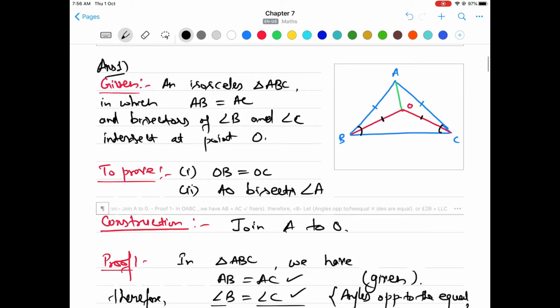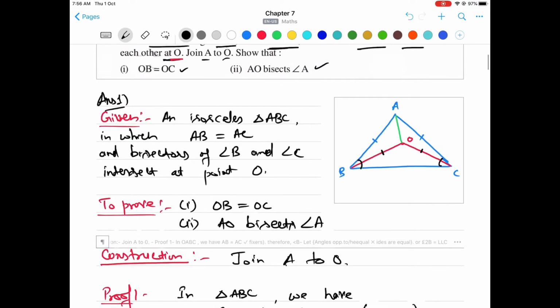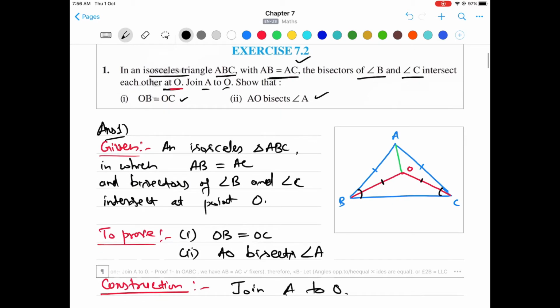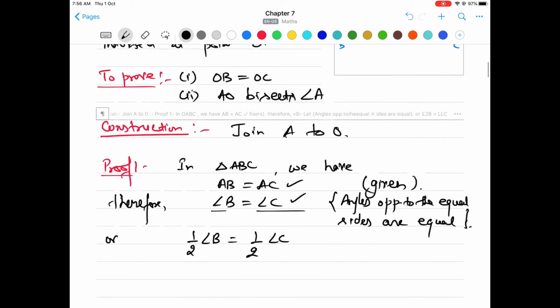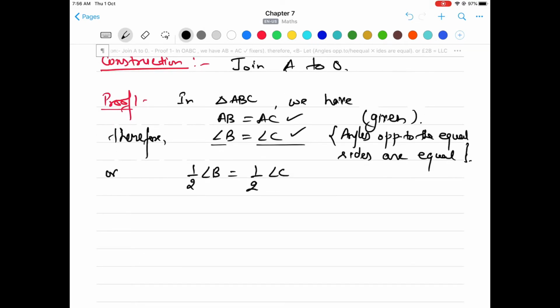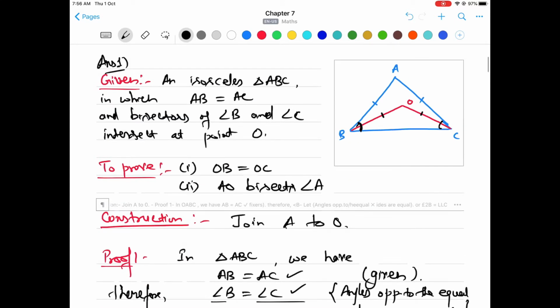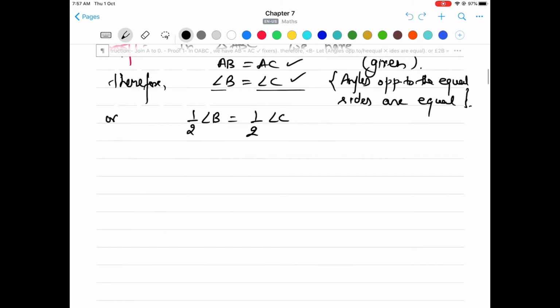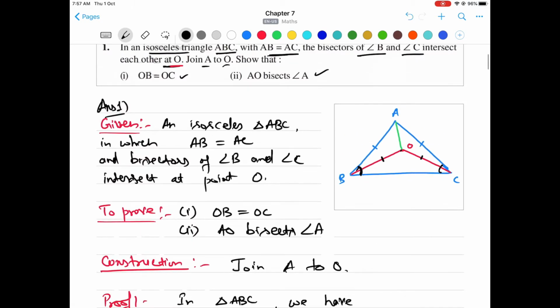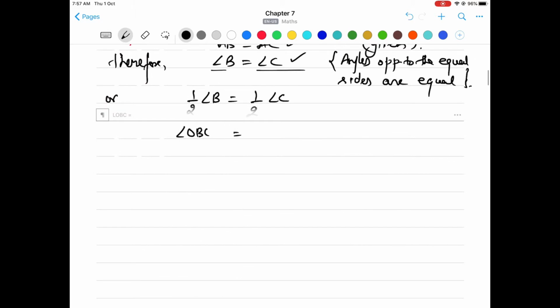So it's given that OB and OC are the bisectors of angle B and C. Okay, so this is the complete angle B, its half will be angle OBC. So in the place of half angle B, we can write angle OBC equals to, similarly half of angle C can be written as angle OCB.